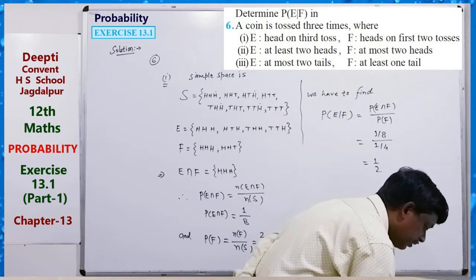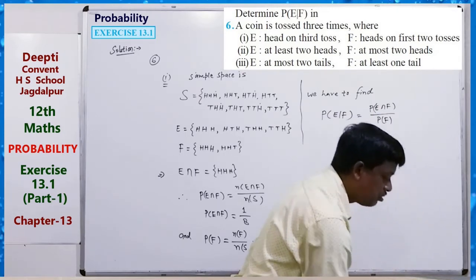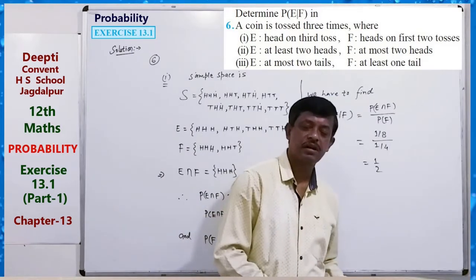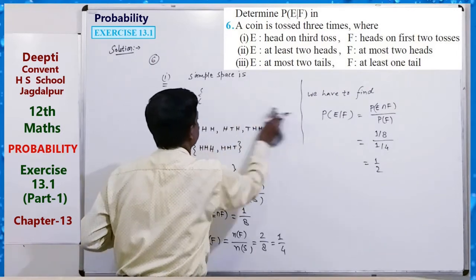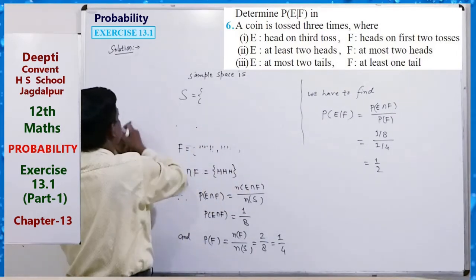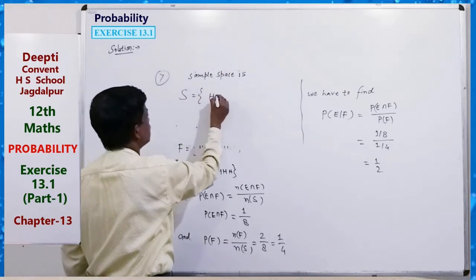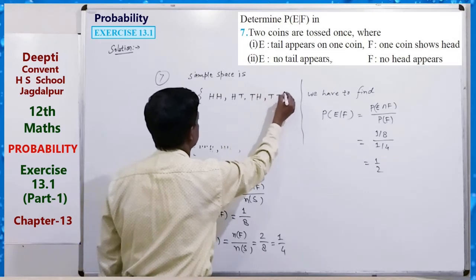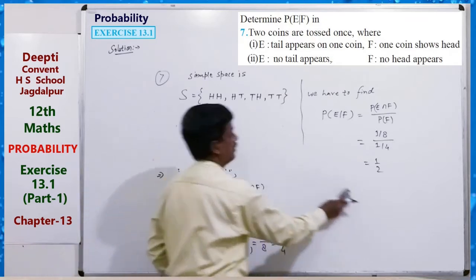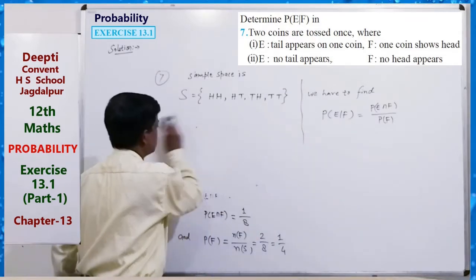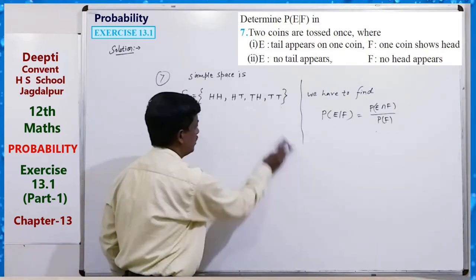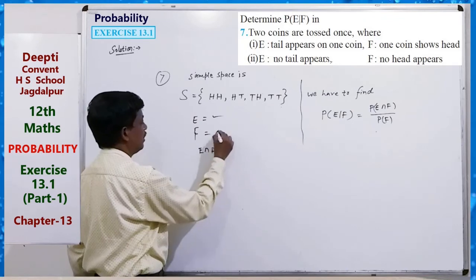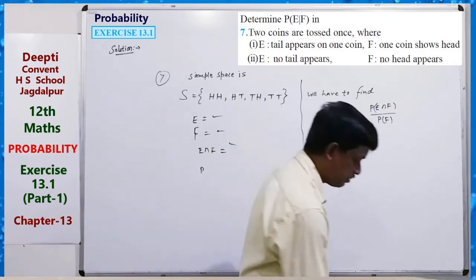Yes, question 7 can also be solved. 2 coins are tossed. Then you can write the sample space. How? 2 coins means HH, HT, TH and TT. This will be the sample space for 7. Just write E and F, then find the values. After finding the values, write F and E intersection F, find the probability, put in the values, and you can get the answer. Okay, question 7 is done.